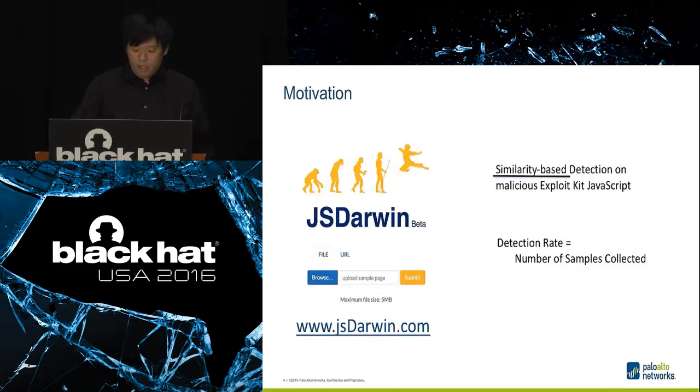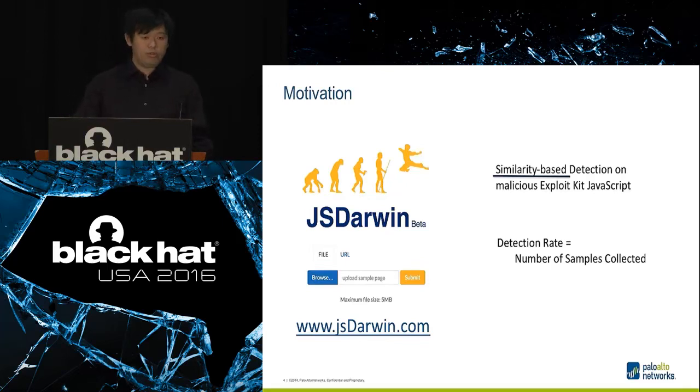In our work, we built a website, jsdarwin.com, which can do similarity-based detection on malicious exploit kit JavaScript. The users only need to upload a file or URL. The website will check it against existing exploit kit families and show the result.